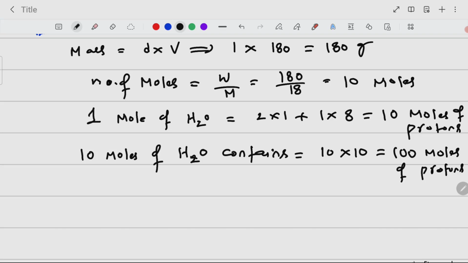So which is equal to? 100 moles meaning how many? 100 into 6.022 into 10 power 23 protons is the answer. Why? 100 moles of protons meaning 100 into 1 mole. That is the overall answer.